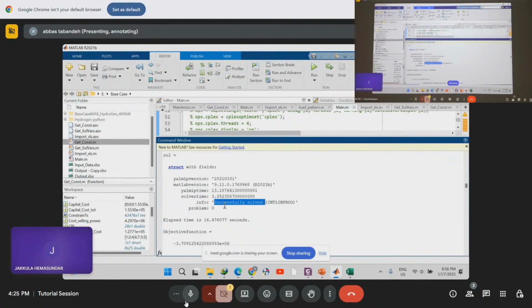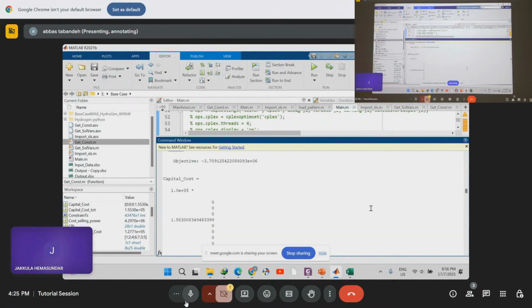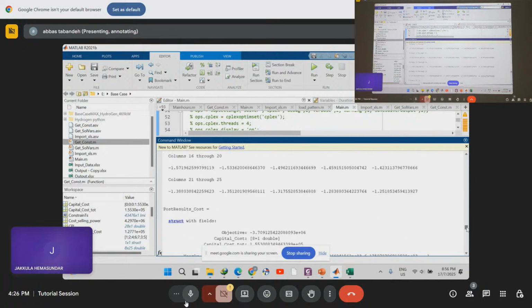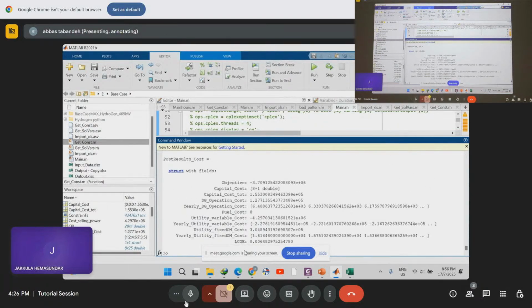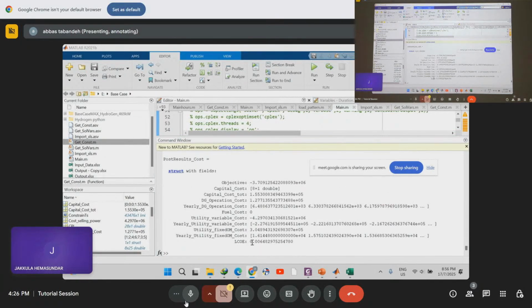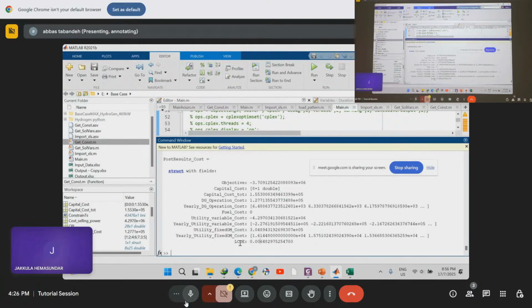So it is feasible, and then we can calculate other parameters that we need, such as, for example, levelized cost of energy or utility cost. Or, for example, here we can see the objective is negative because it was beneficial for the utility because it was selling electricity to the grid. That is why it is minus.